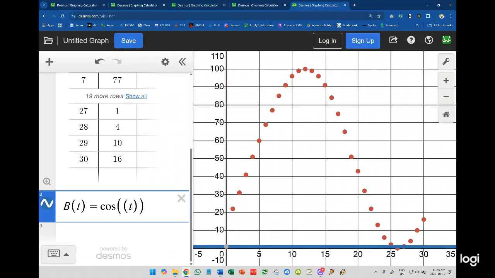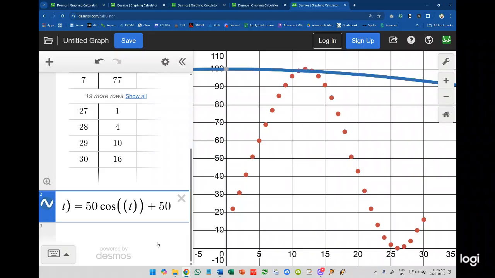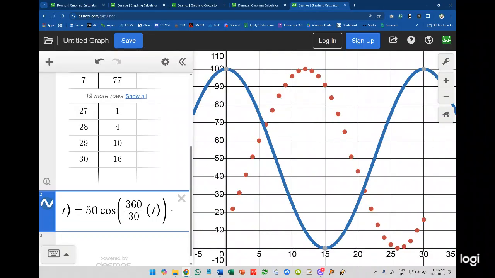Okay, so some things that I'm going to note first of all. The minimum is 0, the maximum is 100, which means that I should probably go with an amplitude of 50, and my vertical shift will be +50. I need to fix my period. My period here seems to be repeating itself every month, roughly. So I'm just going to, for the heck of it, try 360 over 30.